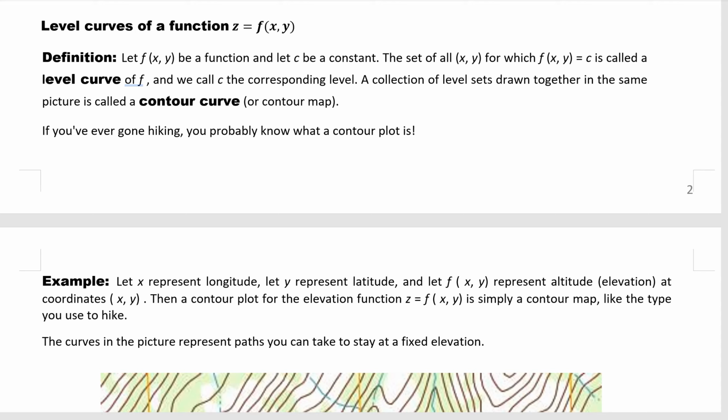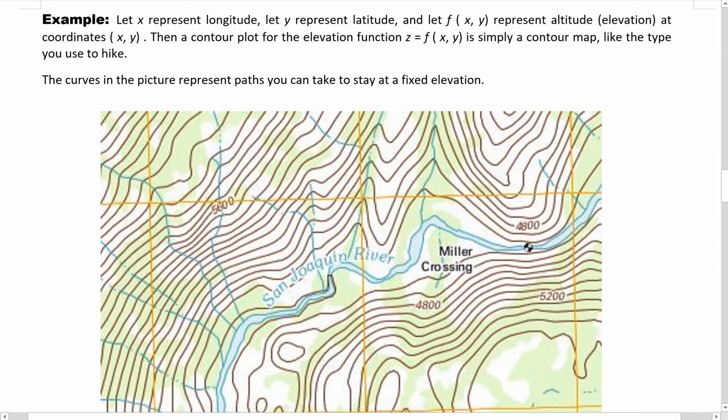If you've ever gone hiking, you probably know what a contour plot is. So let's look at the following example. Let x represent the longitude and let y represent the latitude. Let f of x,y represent altitude, so elevation at the coordinate x,y. Then the contour plot for the elevation function z equals f of x,y is simply a contour map, like the type you use to hike. The curves in the picture represent the path you can take to stay at a fixed elevation.